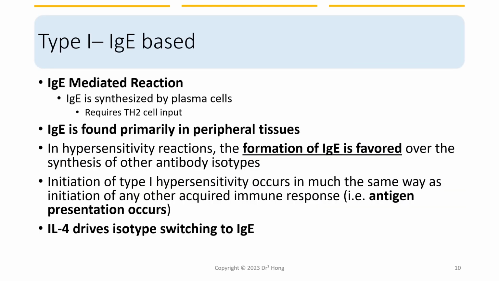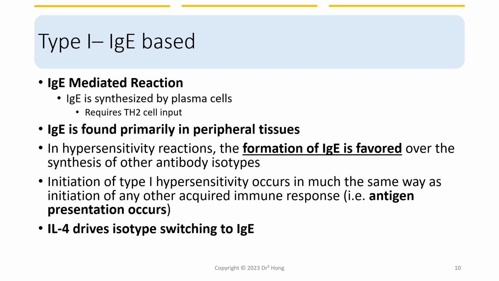Type 1 reactions are IgE-mediated. IgE is unique among the immunoglobulins in being found in peripheral tissues. Like any other antibody, it is synthesized by plasma cells, which are activated by Th2 cells. In allergic reactions, the synthesis of IgE is favored above the synthesis of other antibody isotypes.